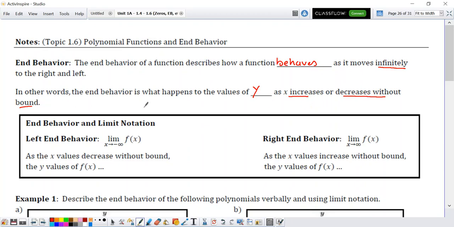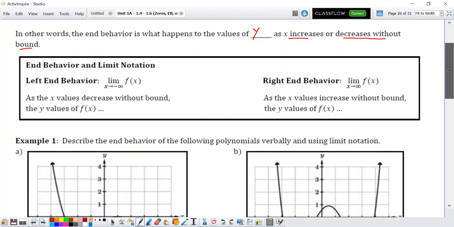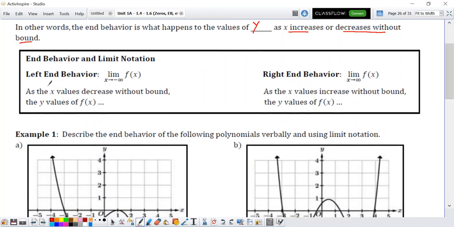Okay, so without bound means it goes towards infinity. There are two ends of end behavior of the polynomial. So let's discuss the left end. Left end means the x value decreases without bound, meaning x goes to negative infinity. Increases without bound means x goes to infinity. So this is the right hand, this is the left hand.